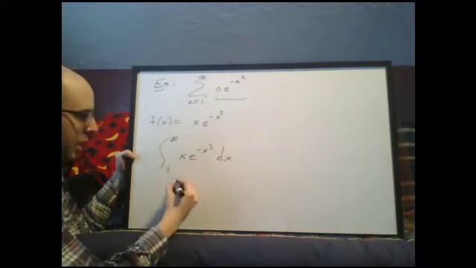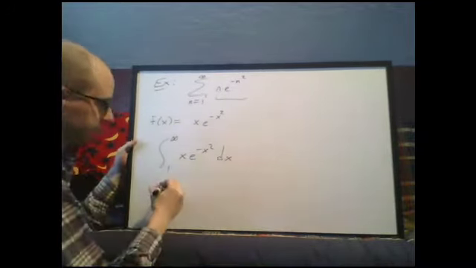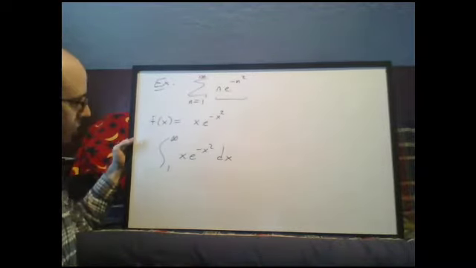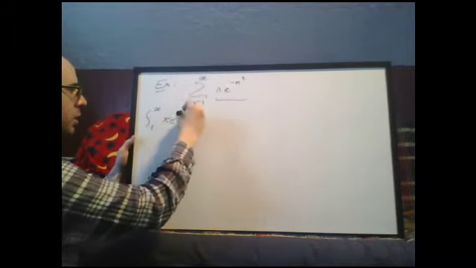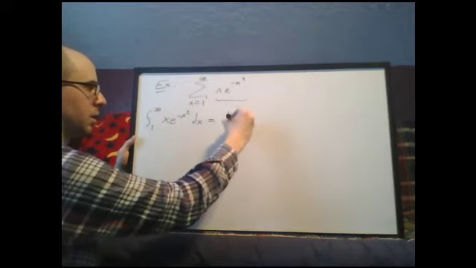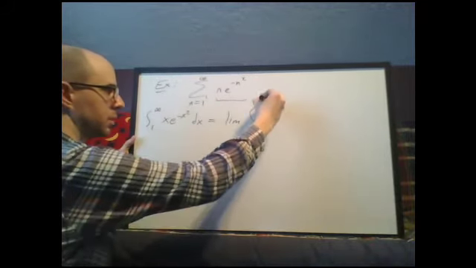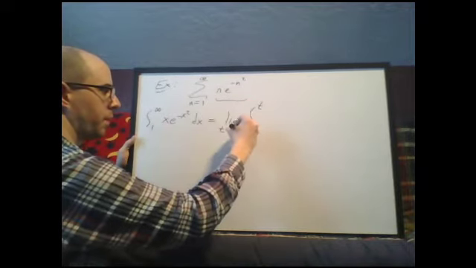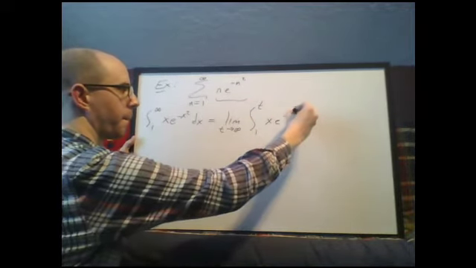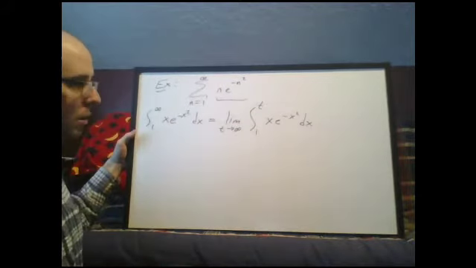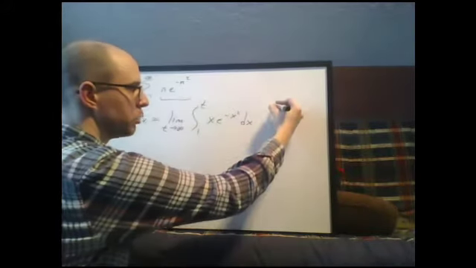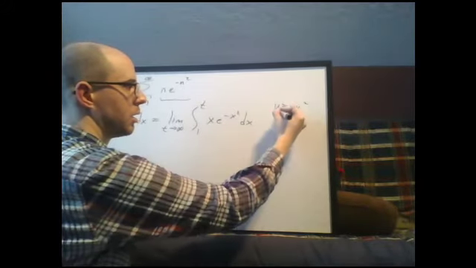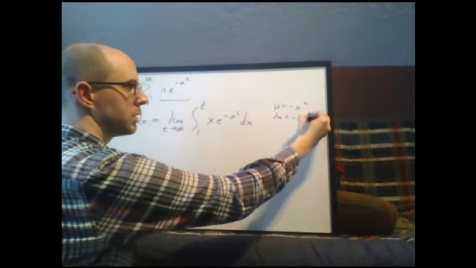I'm going to integrate from 1 to infinity x e to the negative x squared dx. So we turn this into a limit as t approaches infinity. And then, like I said, this is a u substitution. U equals negative x squared. Du would be minus 2x dx.